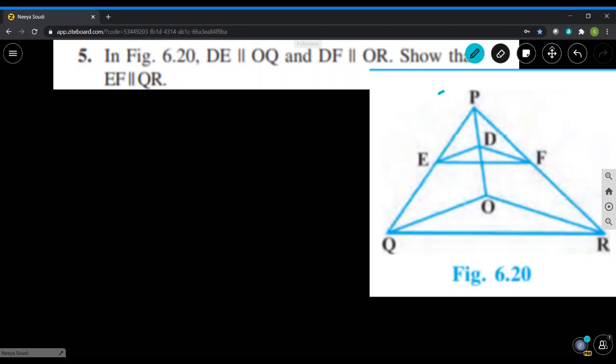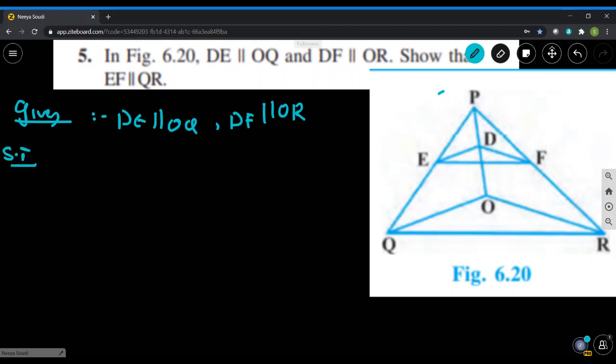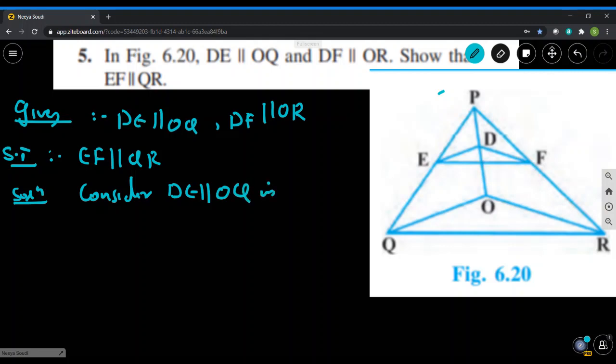As per the rule of the problem, you have to write given, then consider. So given DE parallel to OQ and DF parallel to OR, then we will show that EF is parallel to QR. Then starting the solution, consider triangle, DE parallel to OQ in triangle PQO or POQ.